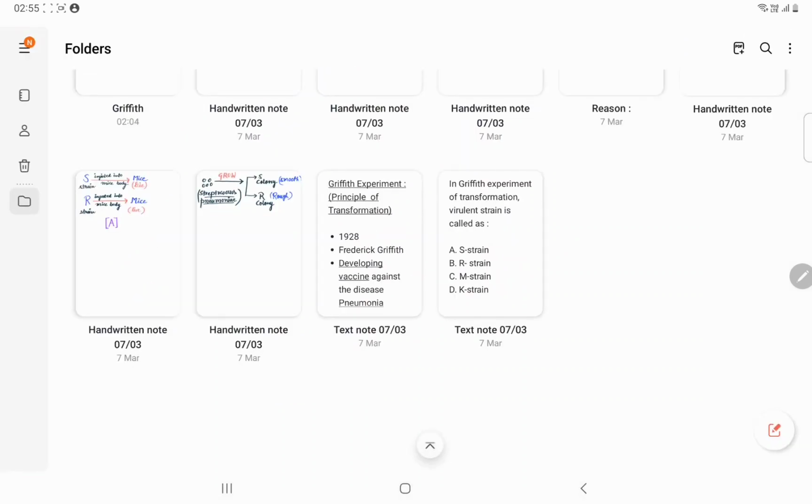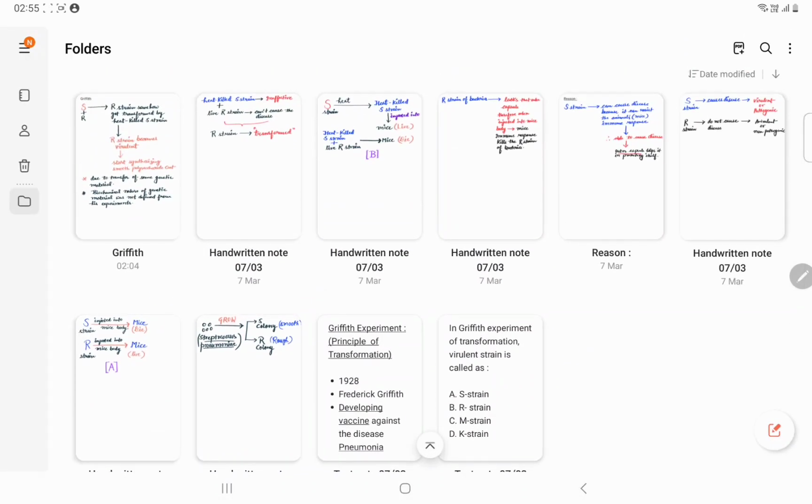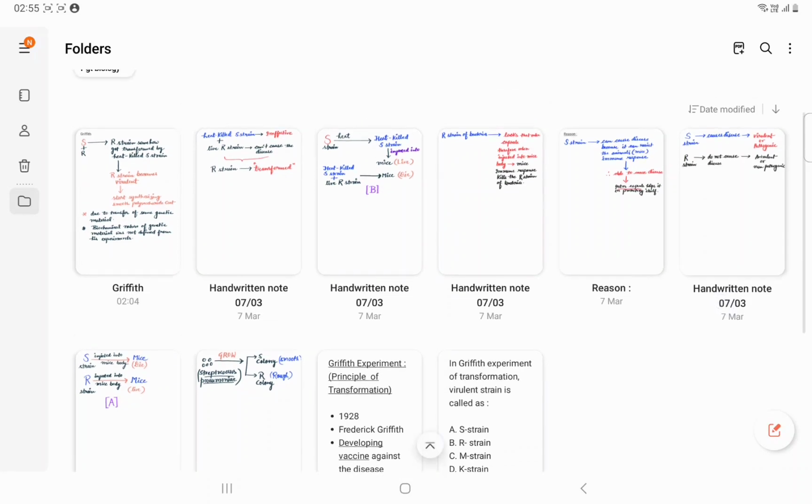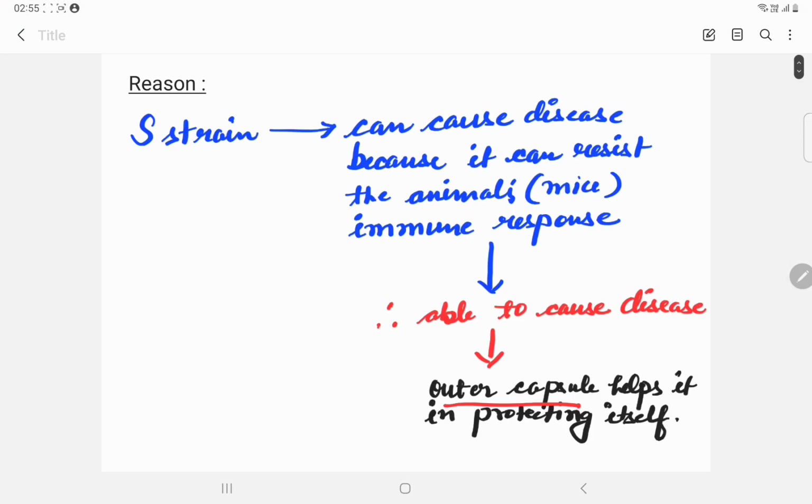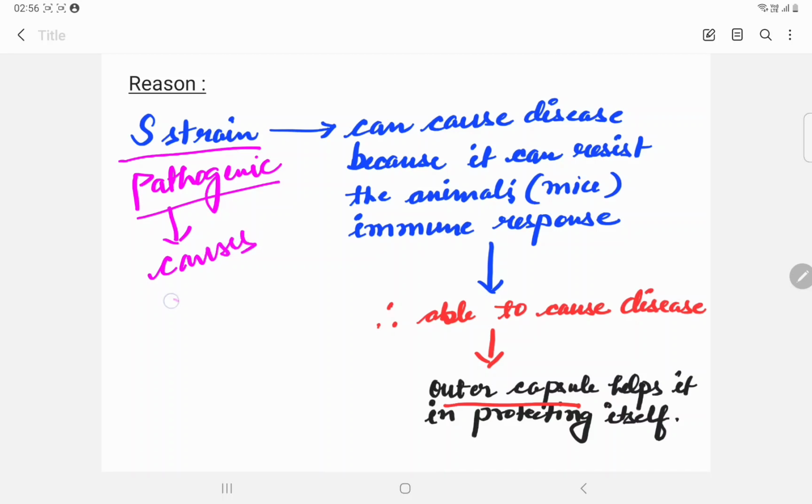Here now we have understood why the mice die and why mice live, because S strain is virulent in nature. When it is injected, it will kill the mice. Now what is the reason behind the virulence of S strain? Why is it pathogenic in nature? Why does it cause disease?